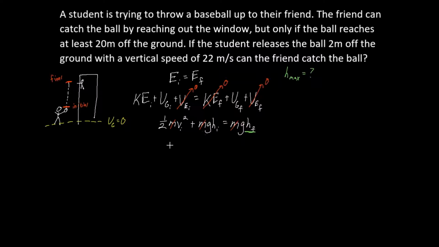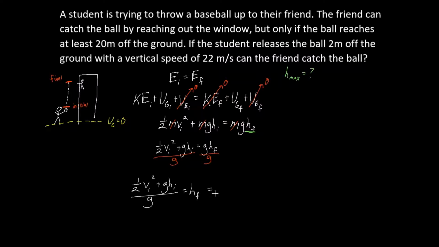So now let's do that rearranging. I've got 1/2 v_i squared plus g h_i equals g h_f. I can divide both sides by g, which again is the acceleration due to gravity. And I get (1/2 v_i squared plus g h_i) over g equals h_f.